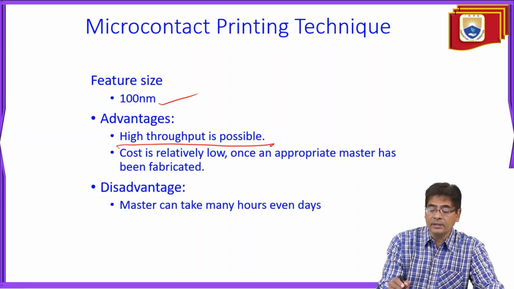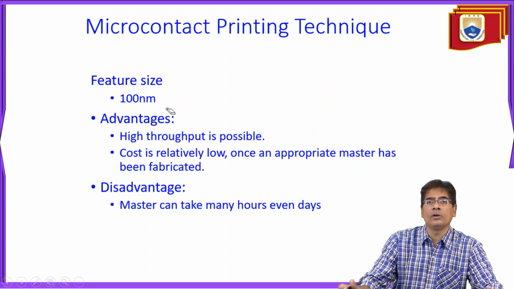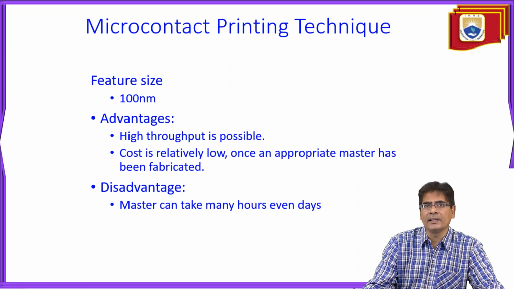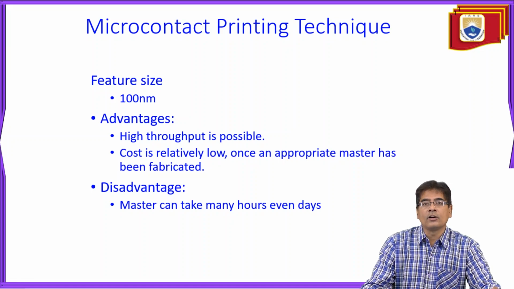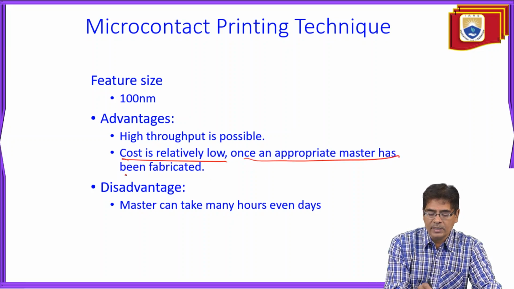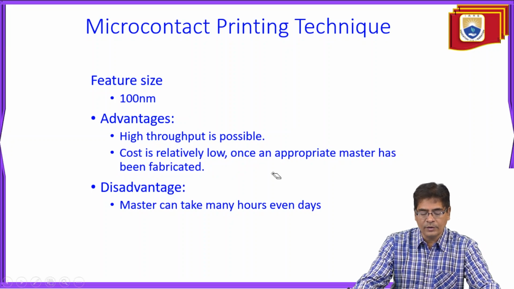Earlier the throughput was around 10^12 per second. Here, a high throughput of more than 10^12 may be possible using this technique, called the micro contact printing technique. So high throughput is possible and the cost is relatively low once an appropriate master has been fabricated.